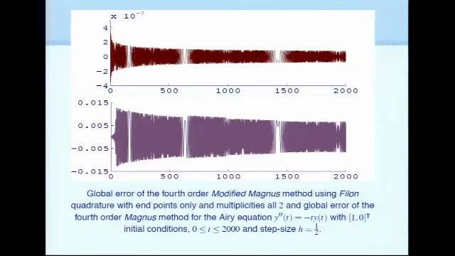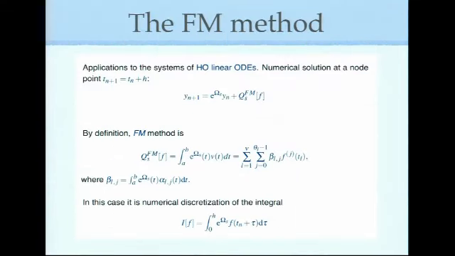This is the global error of the modified Magnus method using Filon quadrature with endpoints, and multiplicities again equal to throughout the paper. Step size is 1/2, and we can see on the time scale we took it almost up to 2000. We can see the difference here, 10 to the minus 7 we get. And the framework is the same.